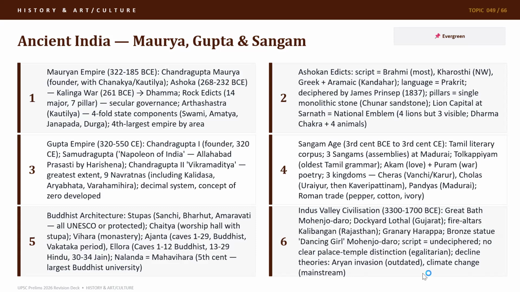So, what are the decline theories of IVC? One is Aryan invasion theory, which is outdated. There is also climate change theory, which is mainstream. So, go through these chapters in your art and culture and NCERT books, because the small nuggets like granary, dockyard, etc., these are asked consistently by UPSC across different regions, and also the extent of IVC, different sites.